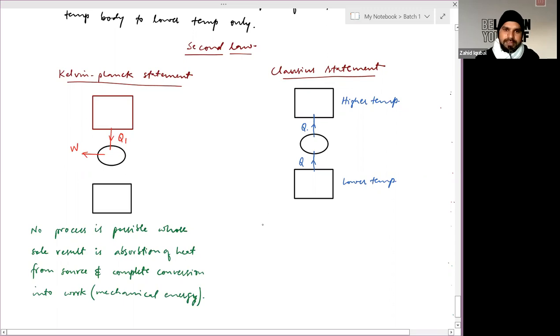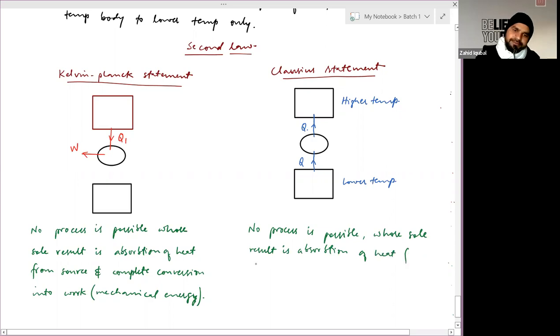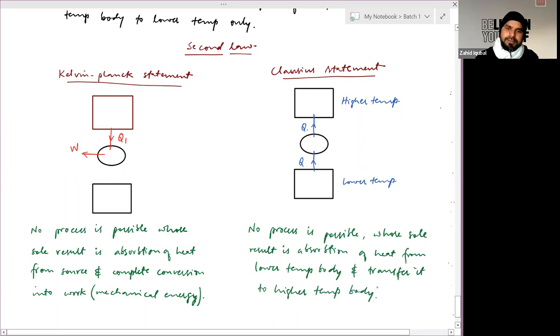Similarly, in terms of Clausius statement, it says, no process is possible whose sole result is absorption of heat from lower temperature body and transfer it to higher temperature body. This could not be possible.